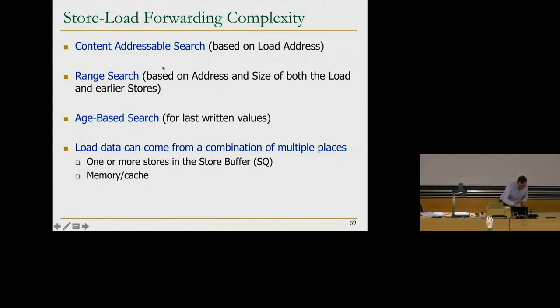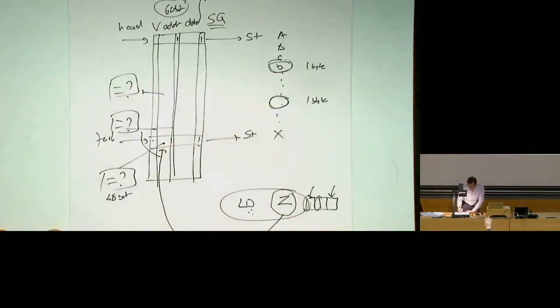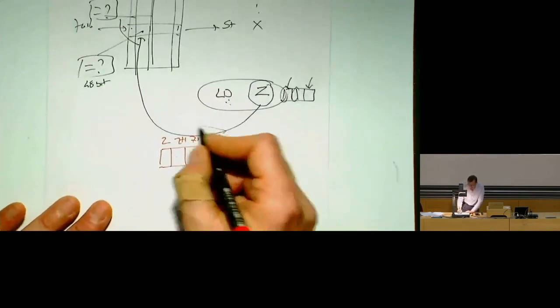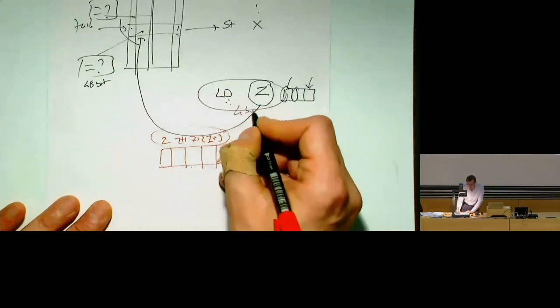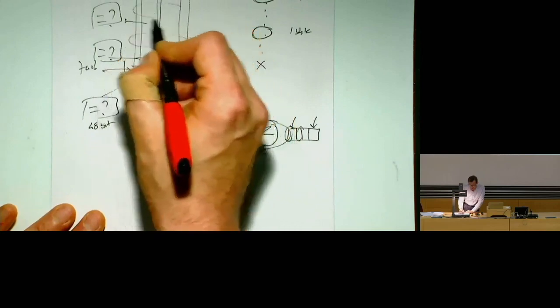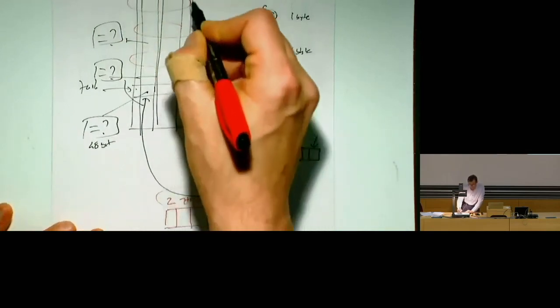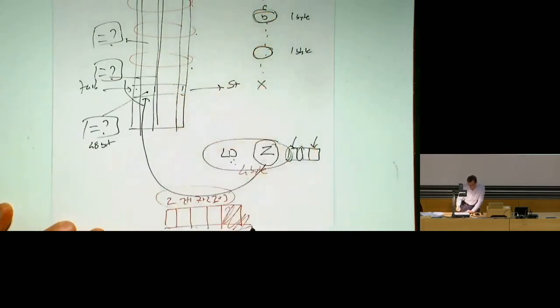Let me go back actually over here to the DocuCam. So you need to find the latest stores. Assuming that, let's say you're loading addresses Z, Z plus 1, Z plus 2, and Z plus 3. Oh, you cannot see it? Okay, sorry. So basically, you want to access addresses Z, Z plus 1, and so on, because it's a 4-byte load. You need to be able to ensure that you find all of the latest writers to each of these locations.